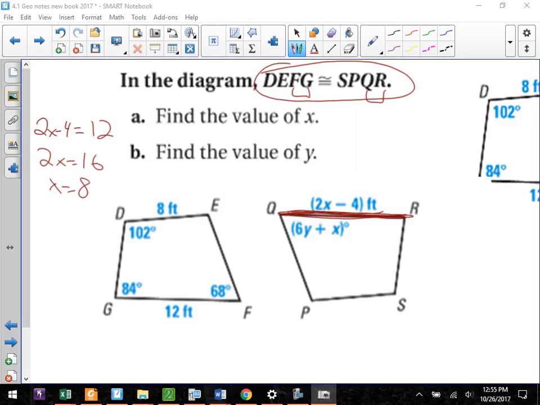The next part is where you have your angle. You have angle Q. Angle Q says 6y plus x. Well, it's a good thing I just solved for x. That means that angle Q is going to be 6y plus 8. But Q is which letter in the statement? Yeah, it's the third. It has to match with F. Good. What does F equal in the other one? 68. See how you're using that to match up? So you get 6y plus 8 is 68, and you could probably figure that out in your head. I hope.